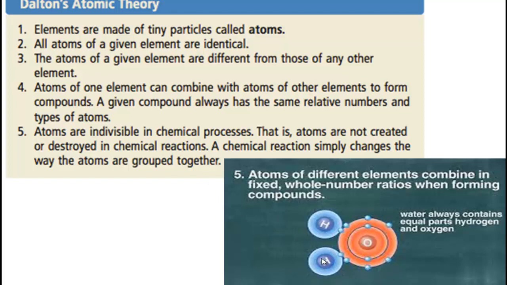Why? Because water is made of atoms of different elements. Follow here. Water is made of one oxygen atom and two hydrogen atoms. That means different atoms of different elements, hydrogen element and oxygen element. And how many? Two hydrogen atoms combine with one oxygen atom and form a water molecule. And so to form a compound, the used ratio, this is actually a whole number ratio, and it is always fixed.